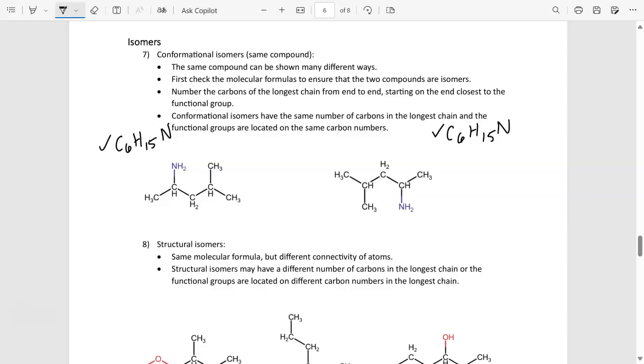Now we've got to decide, is it conformational or is it structural? So we've got to ask, are they the same compound that are just pictured in two different ways? If they are, then they're conformational. So we want to make sure that they have the same number of carbons in the longest chain, and that all the functional groups or the branches are located on the same carbon numbers.